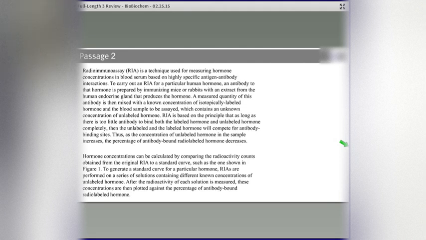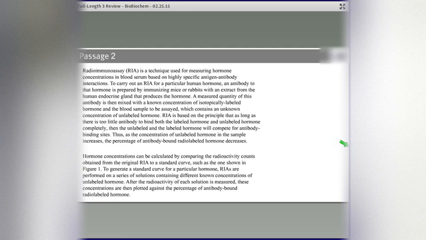So if you only have a little bit of unlabeled hormone in the sample, what's going to be the amount of labeled binding to the antibody? Is it going to be high or low? If we only have a little bit of unlabeled and a lot of labeled, is there going to be a lot of labeled binding to the antibody or a little bit? I want you to note it's the opposite. If we have a little bit of unlabeled hormone, that means that more of the labeled hormone can bind to the antibody. So let's review that.